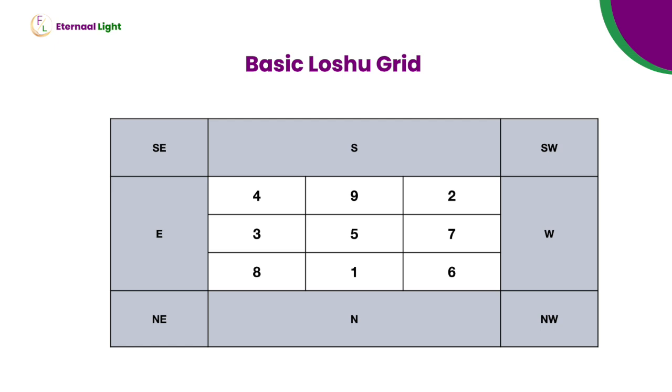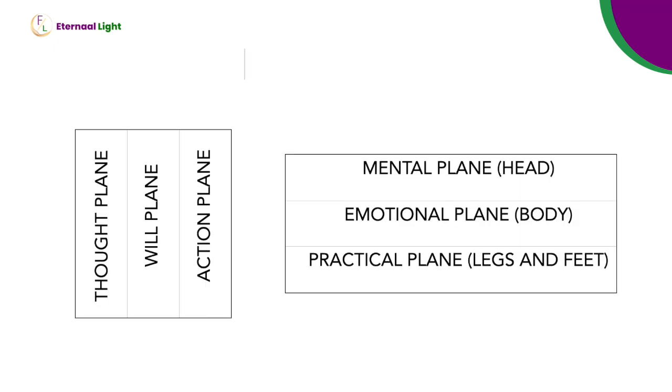This is the basic Loshu grid. The first column, as we discussed in the previous video, is the thought plane. The next column is called the will plane and the third column is called the action plane. The first row is the mental plane, which is the head. The second row is the emotional plane, which represents the body. And the third row is your practical plane, which represents legs and feet.